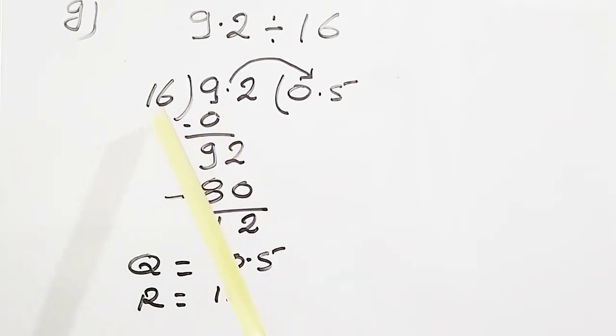But 9 is smaller than 16, because in the whole number part 9 is alone and 9 is smaller than 16. Therefore we take 16 0 times. 16 0 times is 0. 9 minus 0 is 9. After this, shift the decimal to the quotient and write the next digit 2 down. It becomes 92. 16 taken 5 times gives 80. Subtract 80 from 92. It is 12. So the quotient is 0.5 and the remainder is 12.